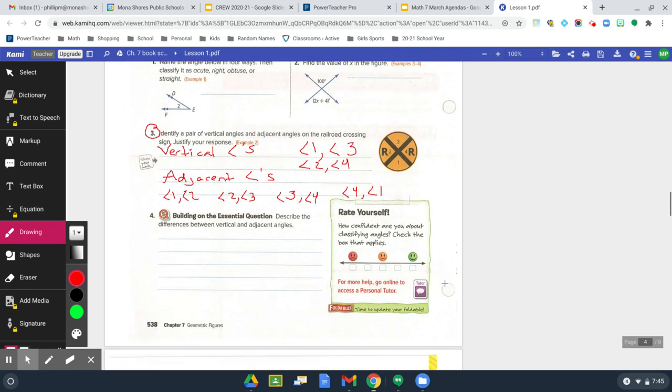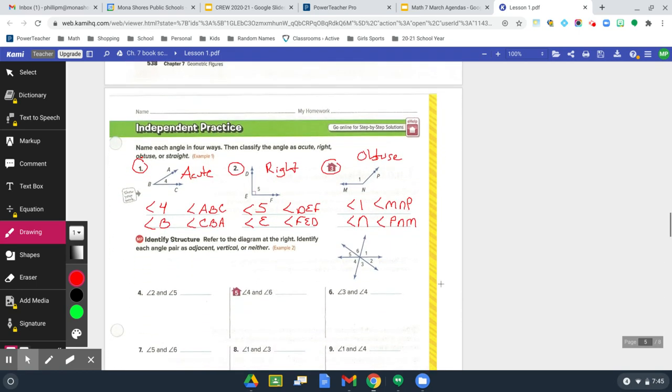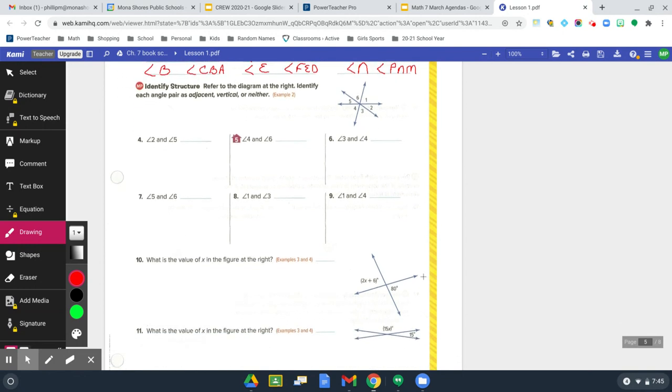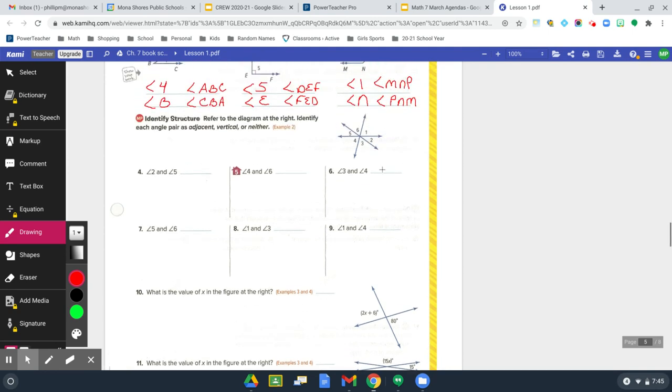Okay, so we're going to try a couple more. We're going to keep going here. And I want you to look at 4 through 9. This is going to be the independent practice on page 539. So it says, identify structure. Refer to the diagram at the right. Identify each angle pair as adjacent, vertical, or neither. So these angles all here that are labeled 1 through 6, we're going to take each one, starting with number 4, and determine if it is one of these, adjacent, vertical, or neither.